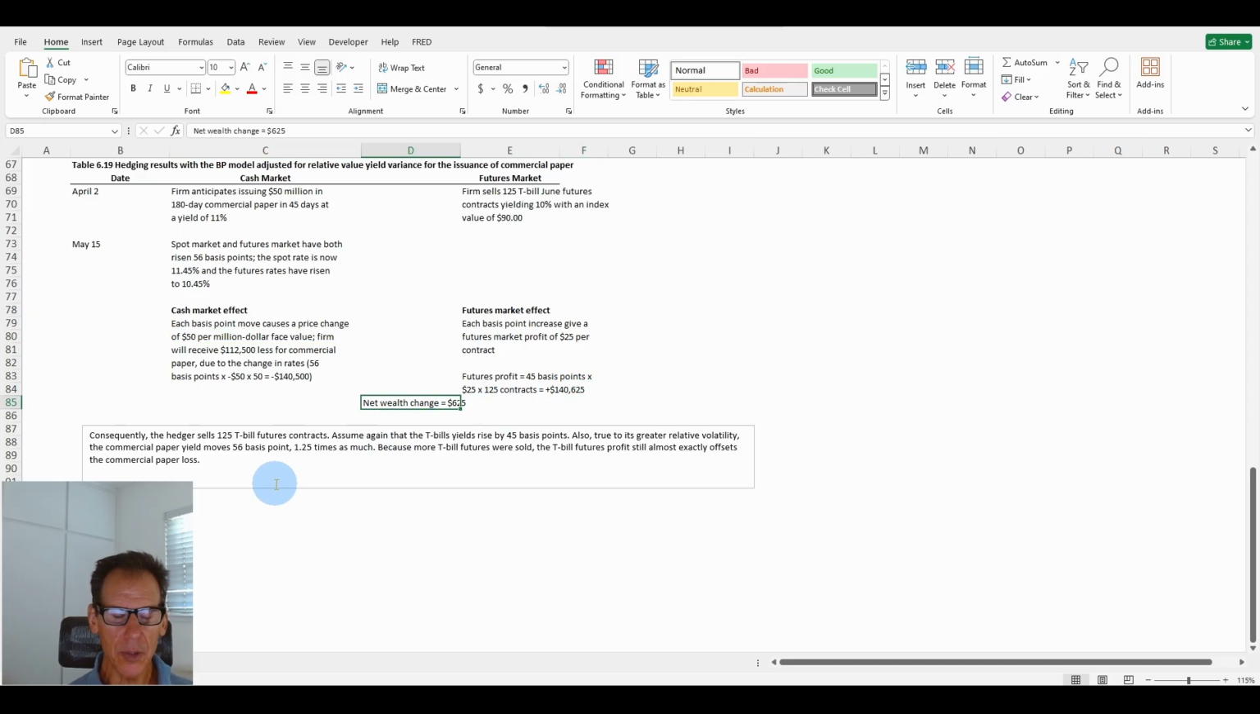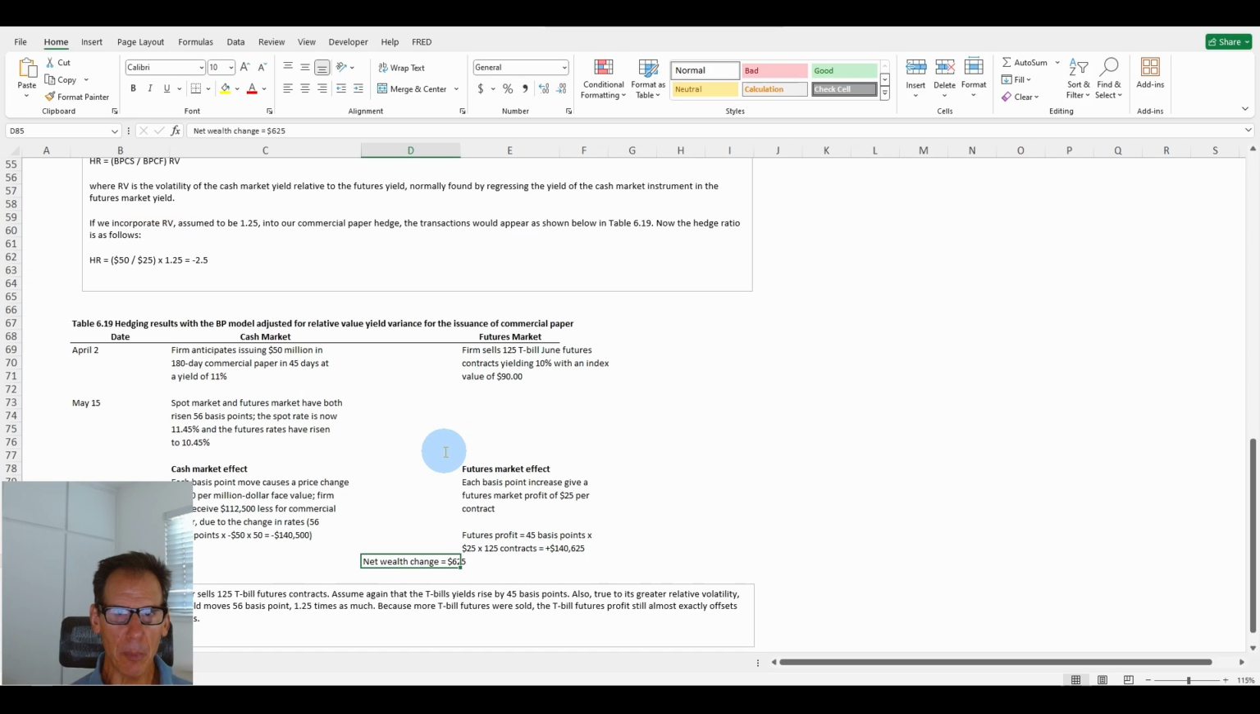Consequently, the hedger sells. Why is the hedger selling 125 T-bill futures contracts? Assume again that the T-bill yield rises by 45 basis points. Work that out. Why is that happening? What's going on here? Map this out in simple terms. True to its greater relative volatility, the commercial paper yield moves 56 basis points, 1.25 times as much. Because more T-bill futures were sold, the T-bill futures profit still almost exactly offsets the commercial paper loss.